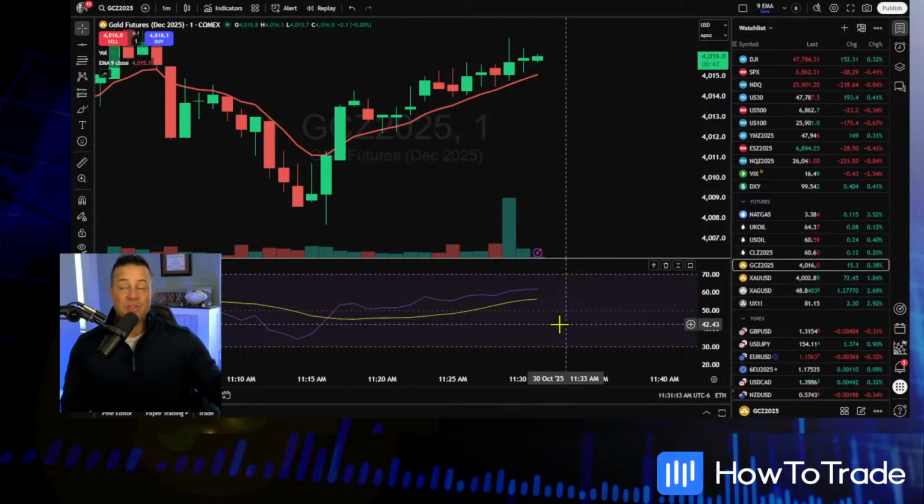Remember, the indicators are there to keep us out of trouble. That's what they're there for. They're there to keep us out of trouble, and right now they're doing just that.